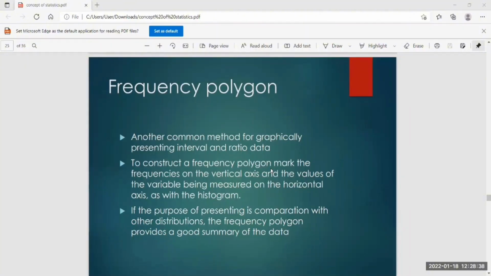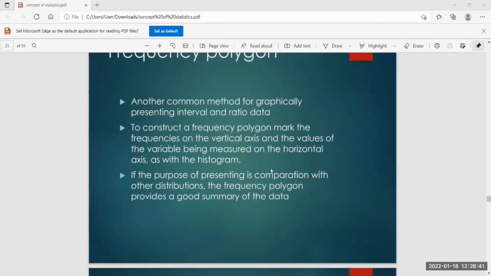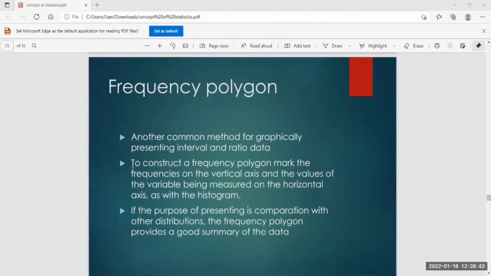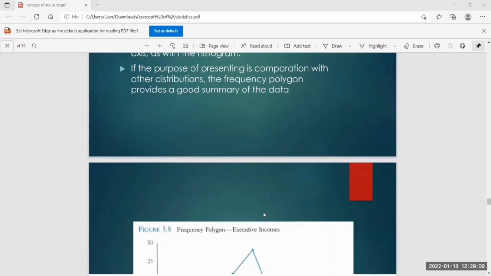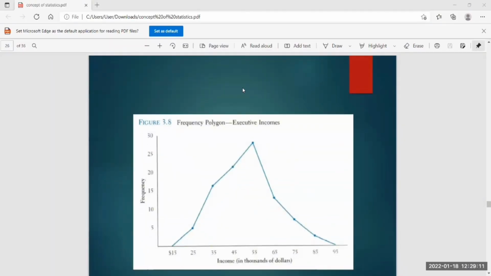So the frequency polygon is another common method for graphically presenting interval and ratio data. To construct a frequency polygon, mark the frequencies on the vertical axis and the values of the variable being measured on the horizontal axis, as with the histogram. I'll show you on SPSS how to mark that. If the purpose is comparison with other distributions, the frequency polygon provides a good summary of the data. So you just have to mark this.